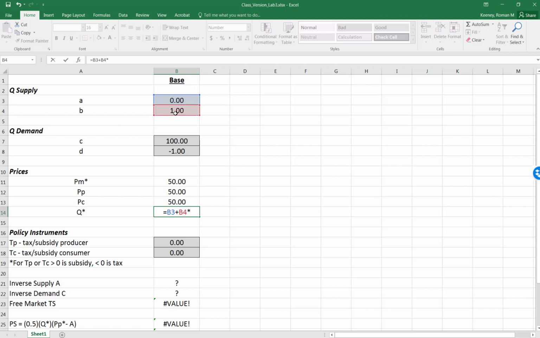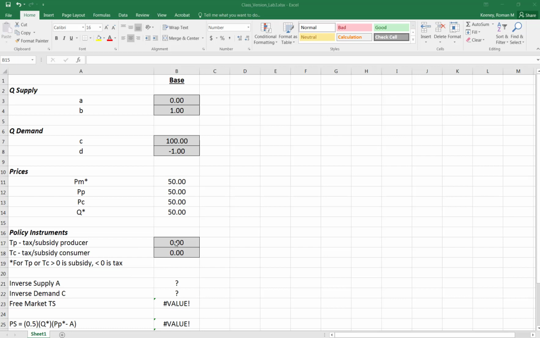And now here's the one thing you have to keep in mind. Whichever quantity you're using, you need to use the correct price. So if we're using the supply parameters or the quantity supplied equation information up here in A and B, then when we multiply the slope times the price, it has to be the producer price. If not, we'll get the wrong values. So I have B3 plus B4 times B12. Okay, that completes this top part that we're working on right now.